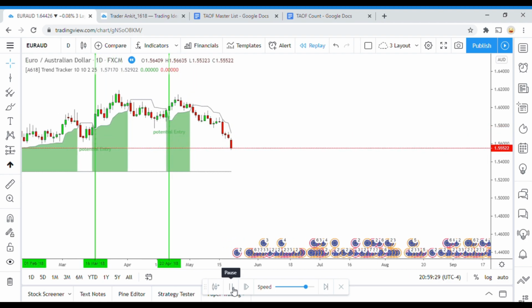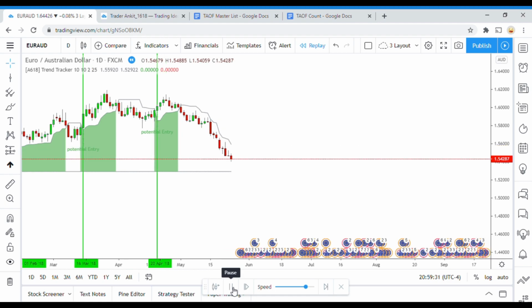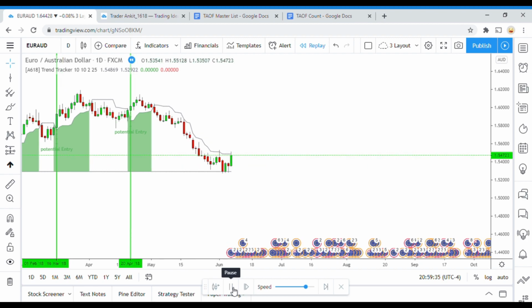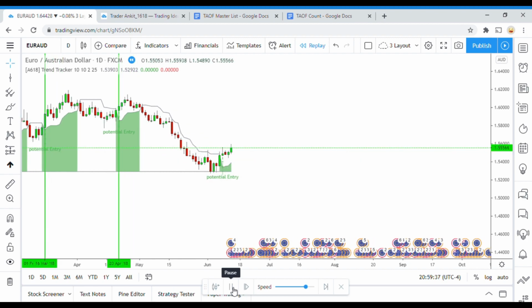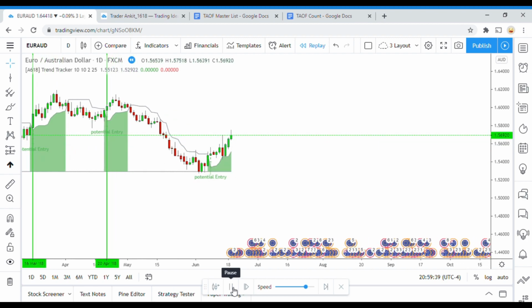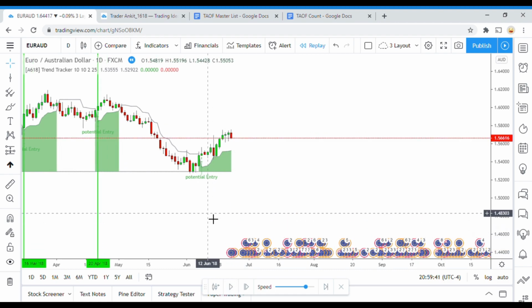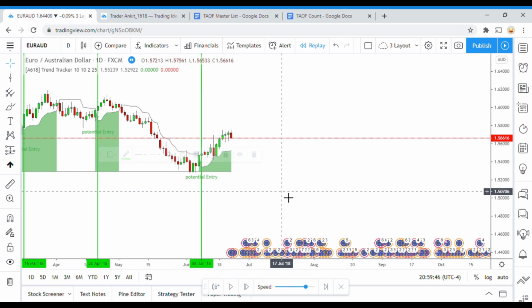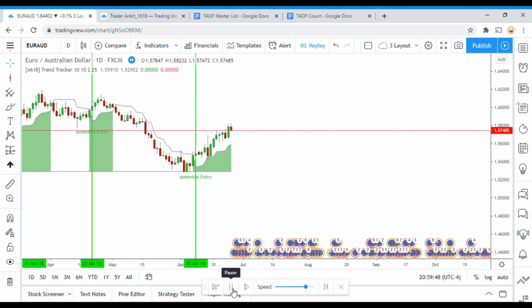So we'll keep plugging along with it here. So far, so good. I mean, it's given us 3 signals, and all of them were winning signals. And so you can't complain about that too much. And there is, boom, another signal there.